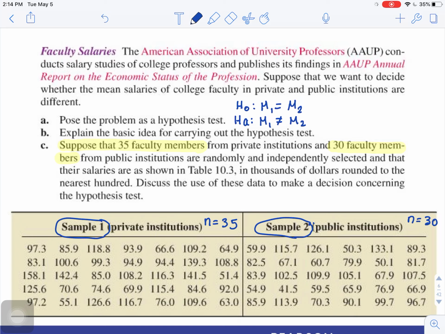We know it's a two-tailed test. Both of them are large samples, so we do not need to do the normal probability plot, because remember that magic number for a large sample is 30.